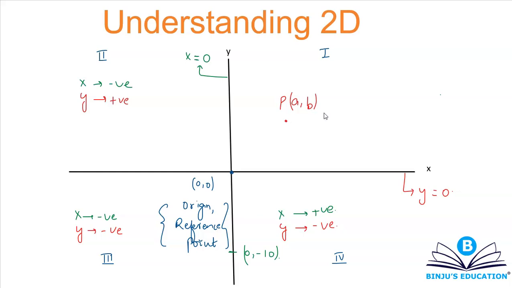So now the question comes, what do you mean by a and what do you mean by b? Like, how do you define them? So when you talk about the x coordinate of any point, it is nothing but the perpendicular distance of the point from y-axis. That is, this distance is equal to x coordinate. And what is y coordinate? Y coordinate is the perpendicular distance of the point from x-axis. So this distance here is equal to b.